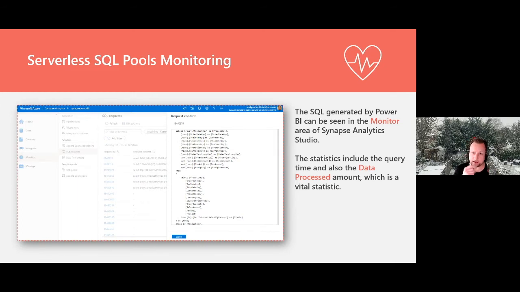So you can see here in the monitor area of Synapse Analytics, as of, I think it's probably a couple of months, 2 or 3 months, we can now see the SQL that's being run against the serverless engine itself. And you can see here the transformed SQL that Power BI has generated, and it's being run against the Synapse Analytics instance here.